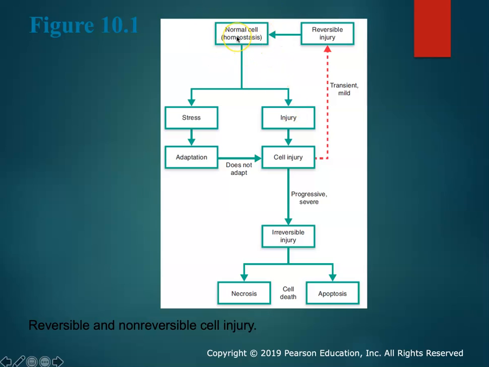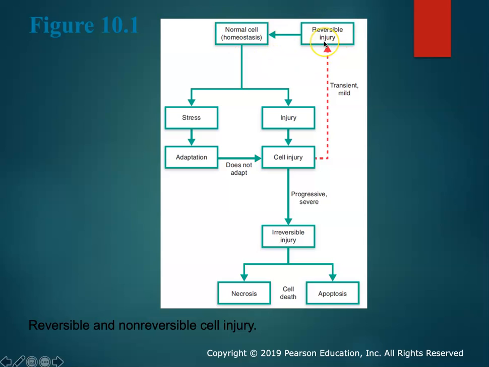So here's your normal cell. Again, remember it needs to maintain homeostasis. That means it needs to keep levels of proteins and enzymes at that appropriate level so that metabolic reactions can occur. It needs to maintain appropriate ion concentrations, both inside and outside the cell. It needs to maintain the appropriate amount of water, right? These are all things that are part of homeostasis.